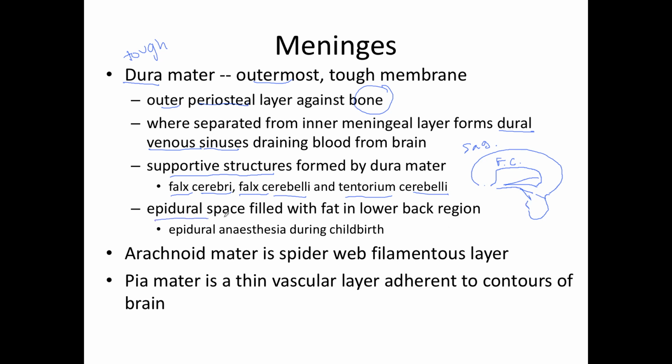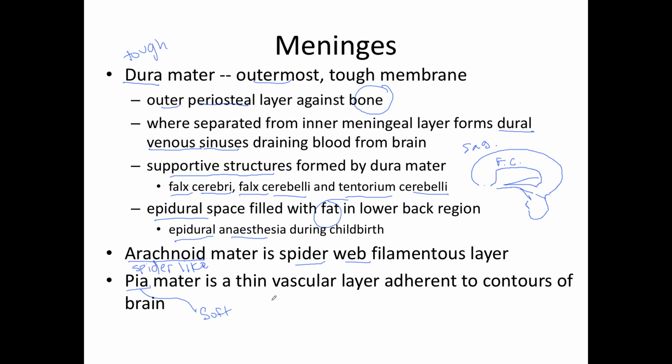The epidural space is the space outside of the dura mater in the spinal cord, which is filled with fat. And this is where epidural anesthesia is administered during childbirth or other procedures where the lower half of the body needs to be numbed. Arachnoid mater means spider-like. So spider-like mother, and that's because it has a spider-webby filamentous appearance. And then the pia mater, pia means soft. So the soft mother is a thin vascular layer that hugs the curves of the brain.